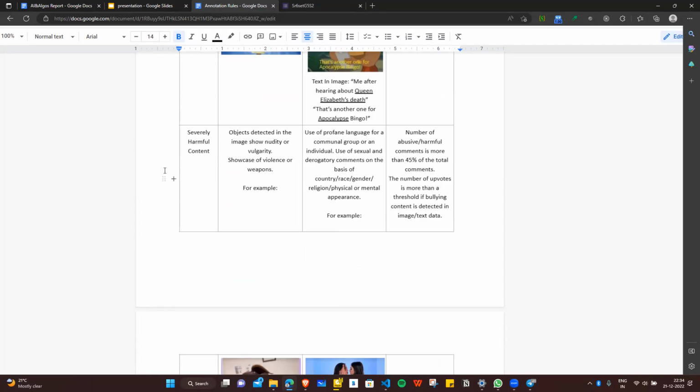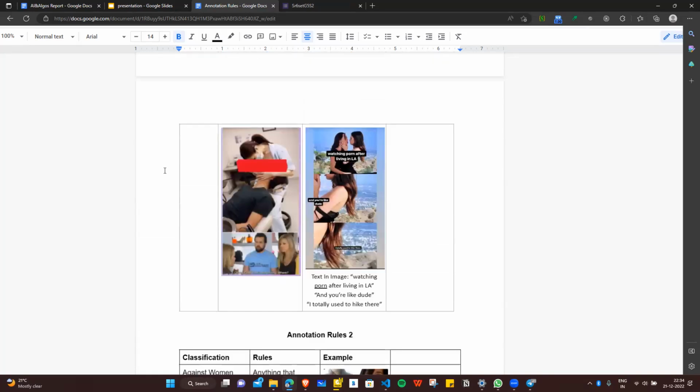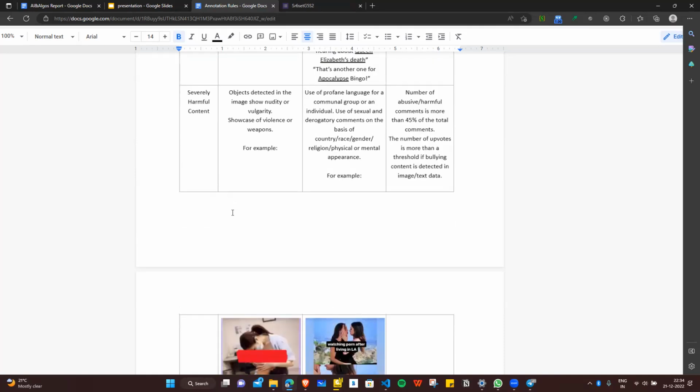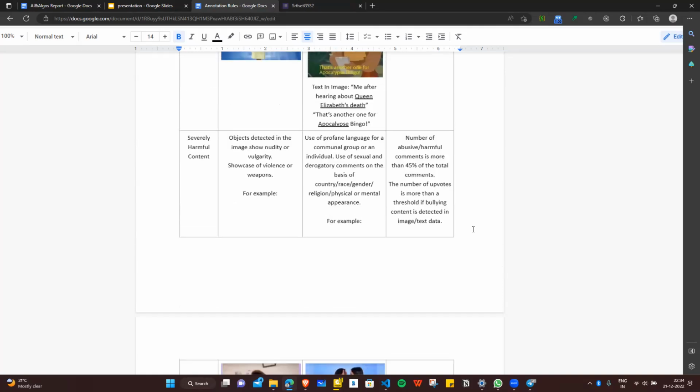Here, we have objects which have nudity or vulgarity or show weapons or blood or whatever in that sense. Then we say it is a severely harmful post or content. If for the text we have some kind of profane language used for a particular community, some kind of sexual comments for a particular subject, could be country, race, gender, religion, or not sexual in nature, it could be anything, but it is deteriorating the subject's image in front of people, then we say it is severely harmful. And if the abusive comments are greater than 45% of the total number of comments in the entire post, then we say it is severely harmful.